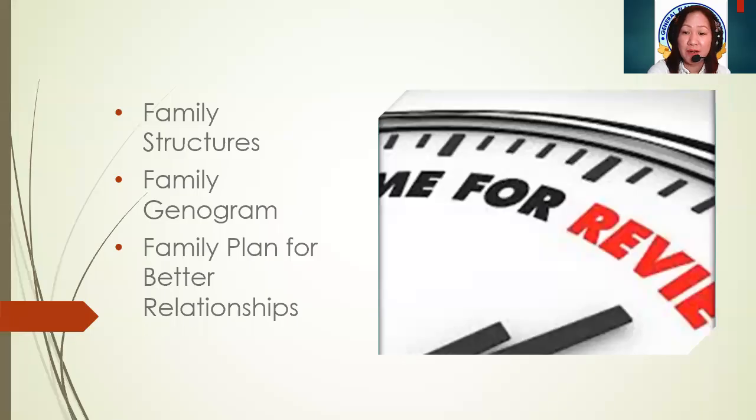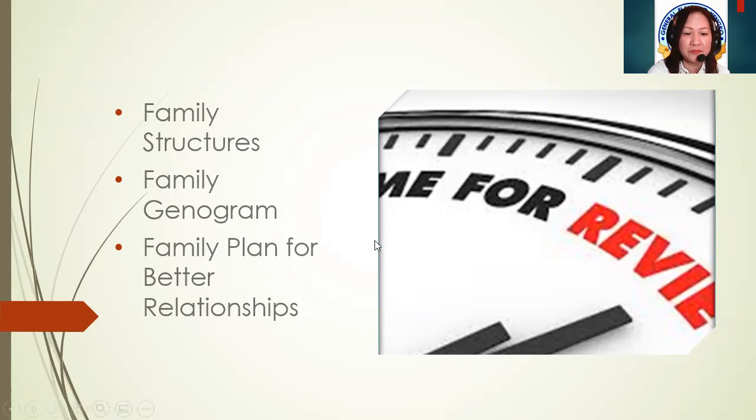But before we start our discussion, in week 5, we were able to discuss several topics. It was all about family. We were able to identify the different family structures, and you were able to come up with your own family genogram, wherein it's like a family tree, and then you were able to come up with a family plan for better relationships.